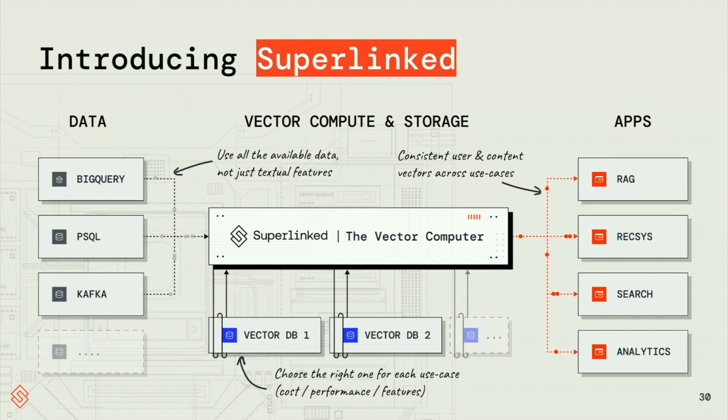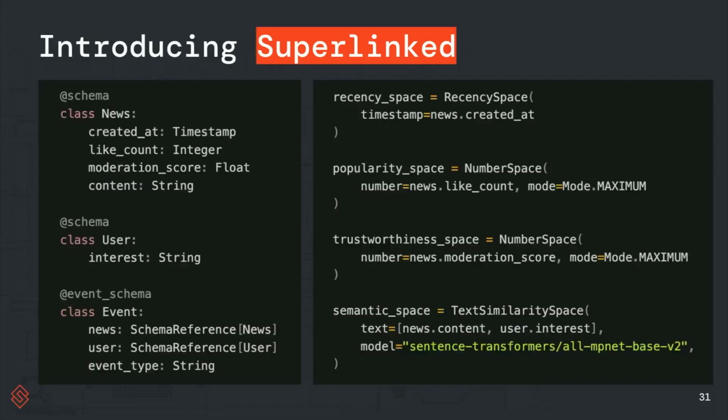So that's basically the structure, and we make the box that's in the middle, and it's open source. And I wanted to show you a couple snippets of code just to make this a bit more concrete, right? We were talking in abstract. Basically, the structure of the product is that you define your data, right? It starts with some schemas, let's say news and user and event objects. You define your types, you define your objects, and then we have this concept of a space.